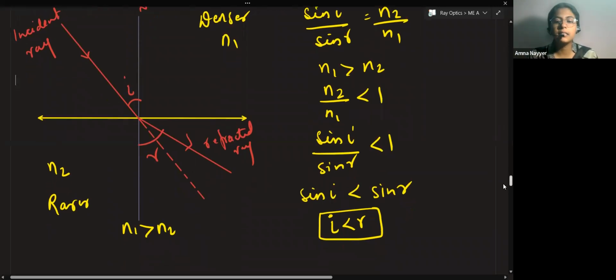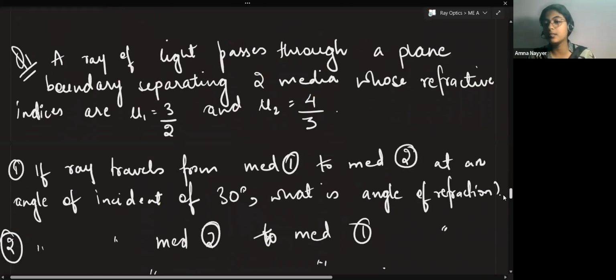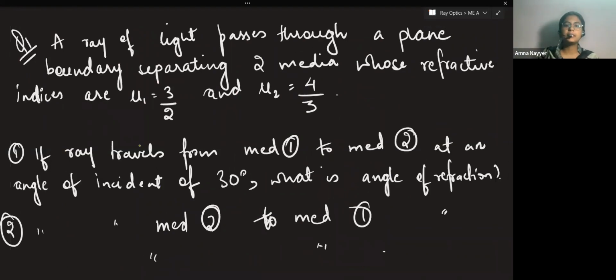Fine, class. Let's do some more topics. Yes, one question at least let's do. We didn't do any question based on Snell's law. So see, this question says that a ray of light passes through a plane boundary separating two media whose refractive indices are given. So mu 1 is 3 by 2. Mu 2 is 4 by 3. This is the refractive index that is given.